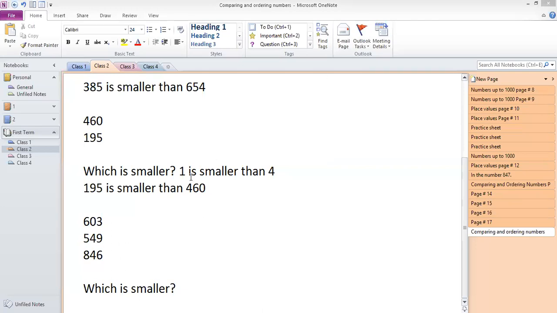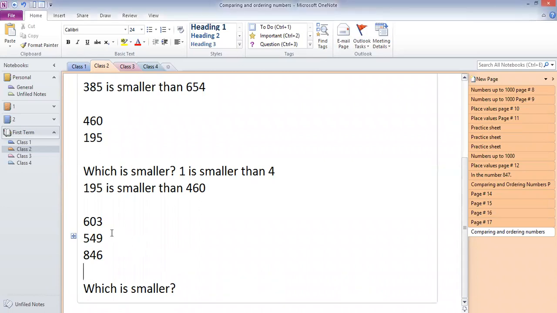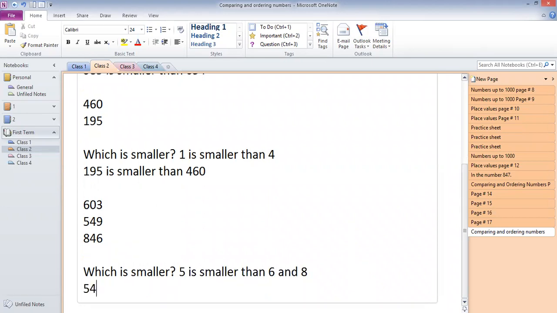Very good, very good. You are following the procedure, guys. How will you check? You will check just the hundreds. 6, 5, and 8. So you will say, sir, this is 800. 8 is not smaller than 5. 5 is smaller than 8, and 5 is also smaller than 6. So you will say 5 is smaller than 6 and 8. That's why 549 is smaller than 603 and 846.